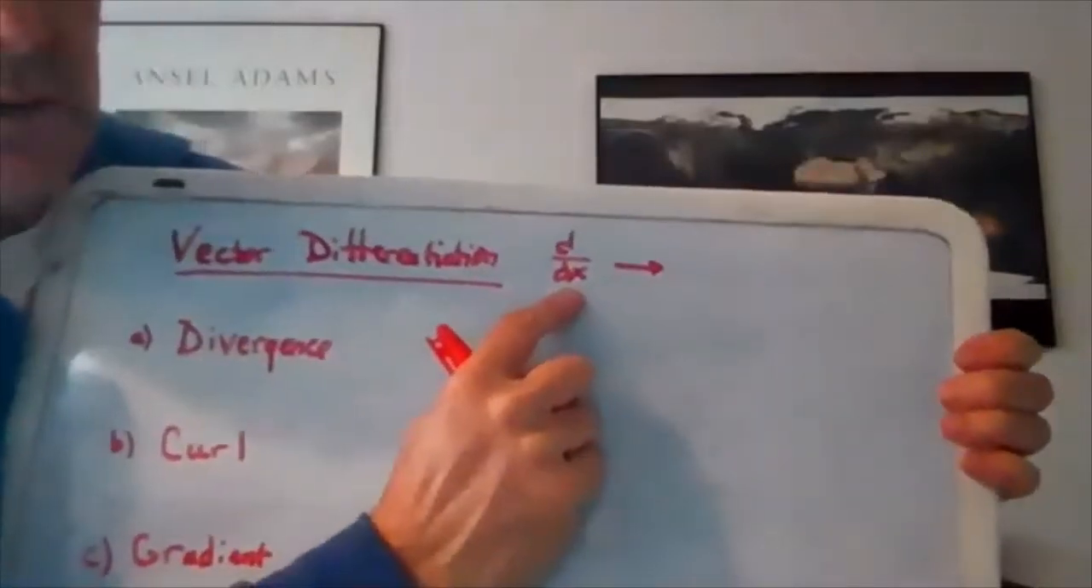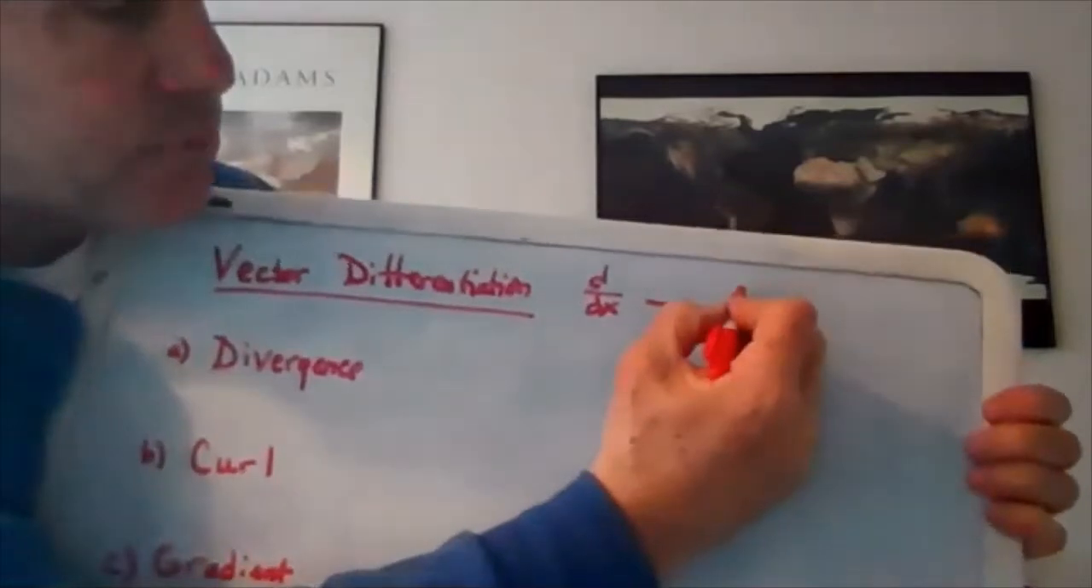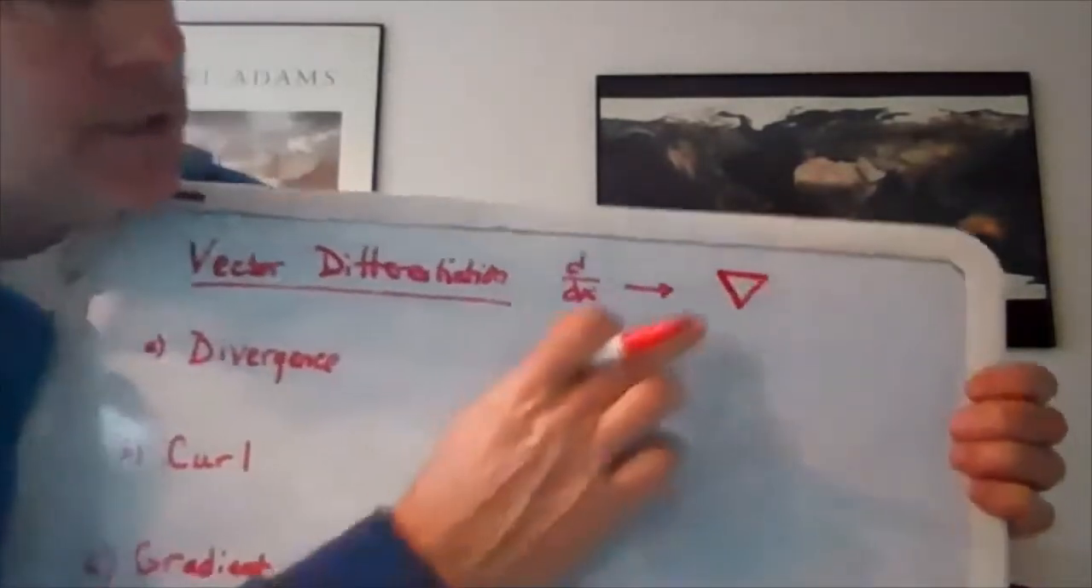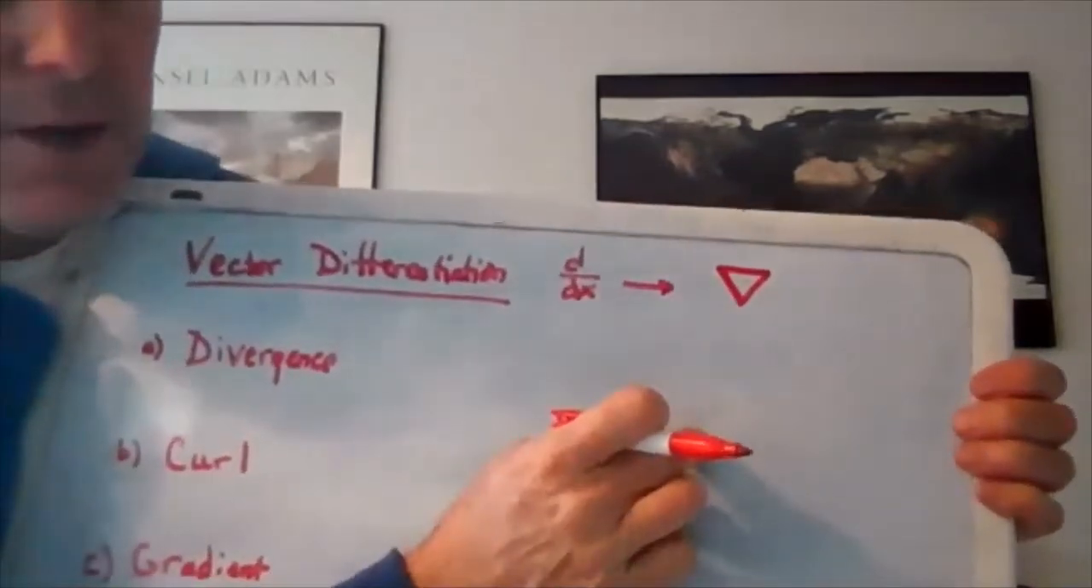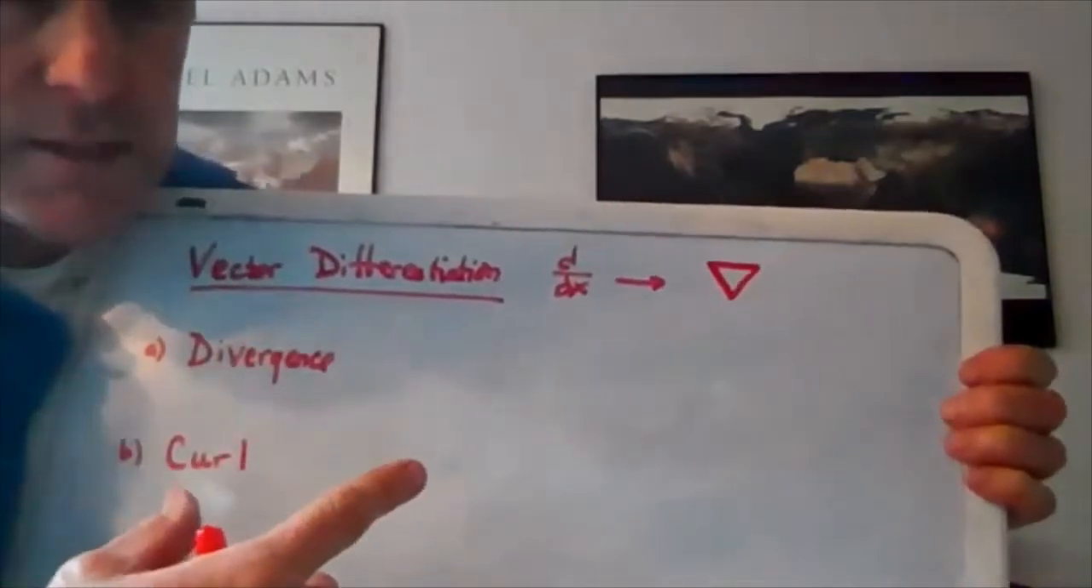When you're doing regular differentiation, you do d/dx or partial with respect to x. But in vectors, we end up applying this operator right here, which is sometimes called the del operator. So we're going to apply the del operator to various functions in different ways. So a quick reminder on that, okay?